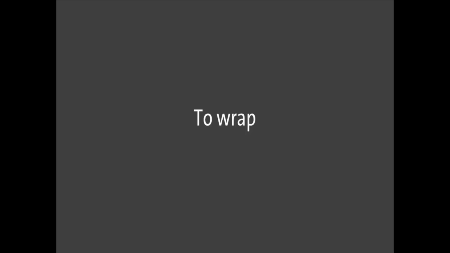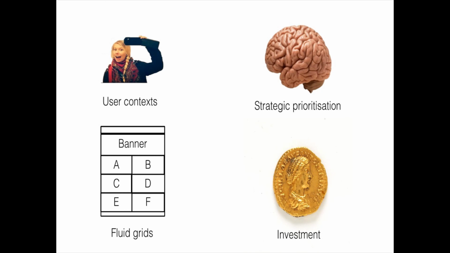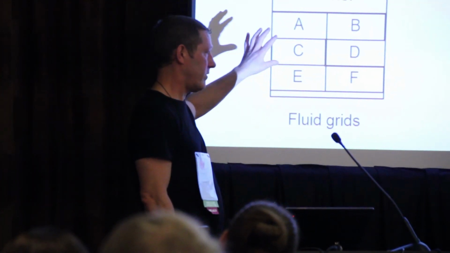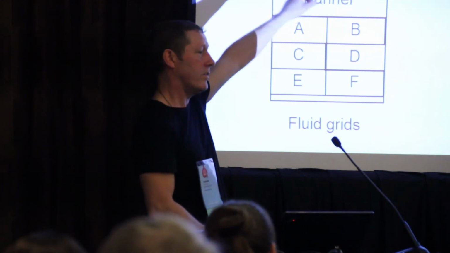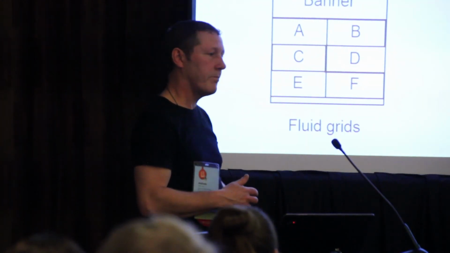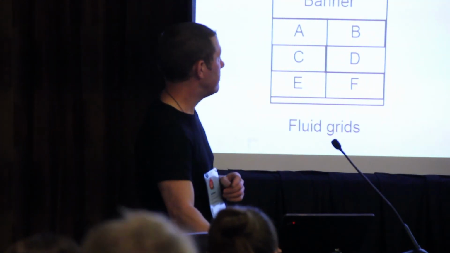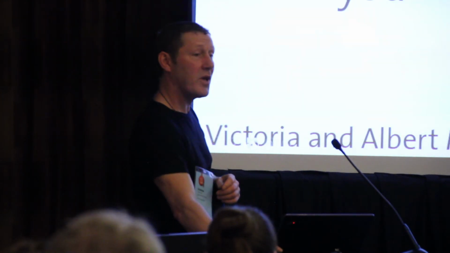And to wrap up, you need to think about your user contexts. You need to have some strategic prioritization, which is based on understanding them. This one is about right here and now. If you're talking about mobile phones and tablets, this is how we do it. But this is the continuous enhancement bit. You still need to be thinking about the new ones that are coming along, because they may overtake them. And then obviously you need some investment. And there we have it.